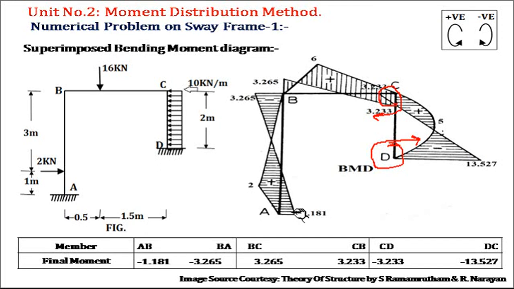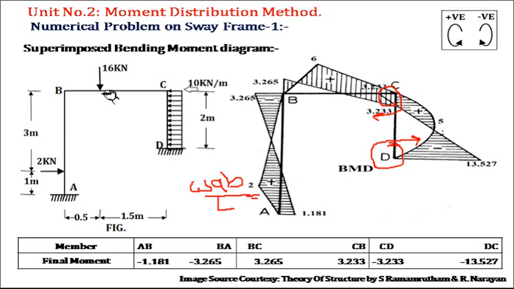Now, this was the fixed moment. Next you have to draw the free bending moment. In member AB, there is a point load of 2 kilonewton. The formula for free bending moment for a point load not acting at the center is WAB upon L. The value of W is 2, A is 1, B is 3, and length of member is 4. So we get the value equal to 2.